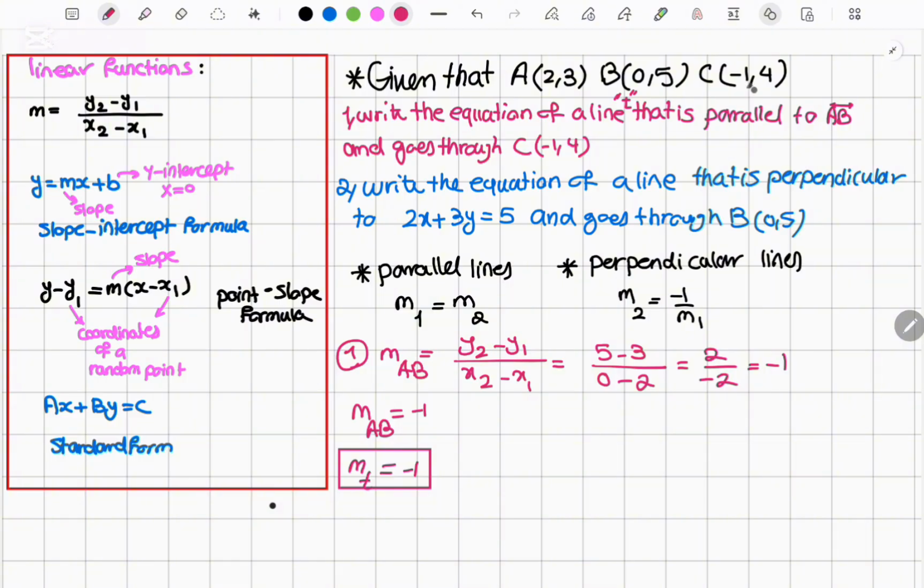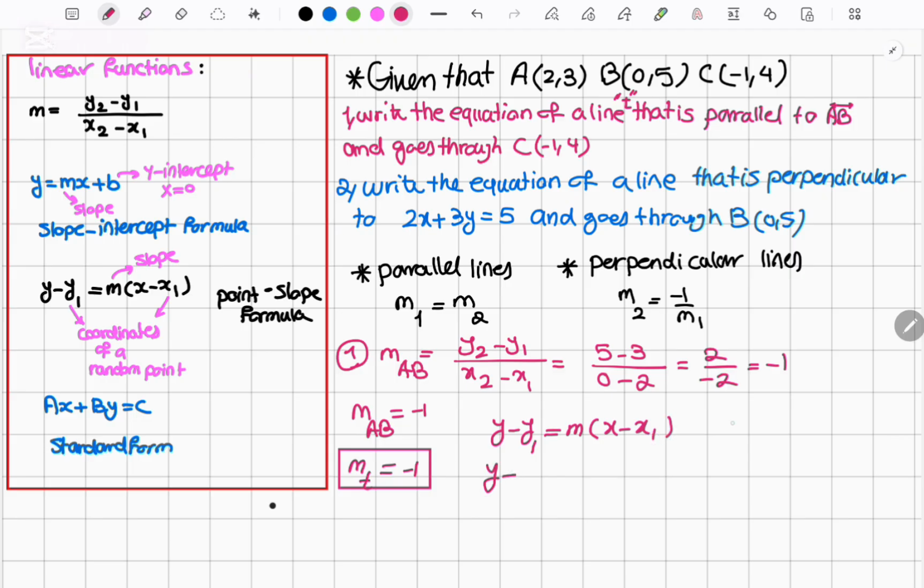As you can imagine, point C is not going to be the y-intercept or anything like that. So the only formula that I can use here is going to be the point slope formula, okay? Because it has a random point of the graph and the slope. So that's going to be my best choice. So I'm going to have y minus y1 is equal to m(x minus x1), in which y1 and x1 are the coordinates of the point and m is the slope.